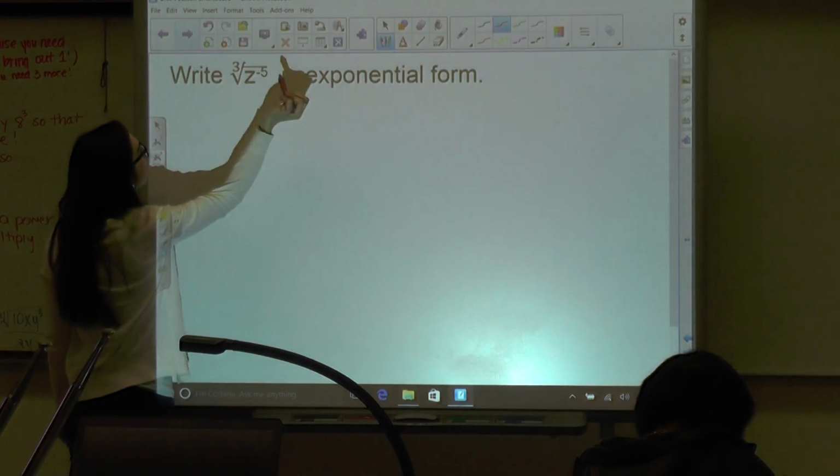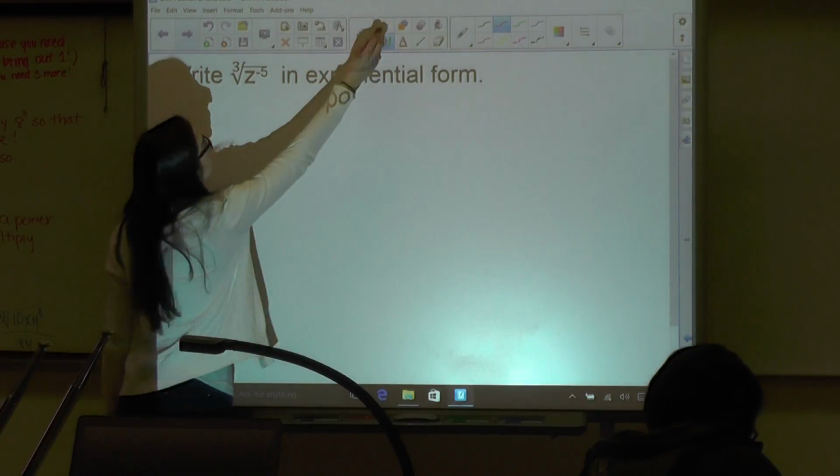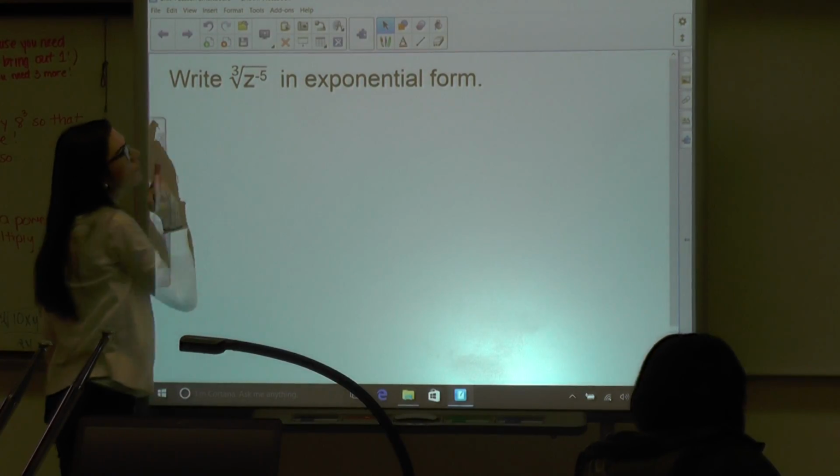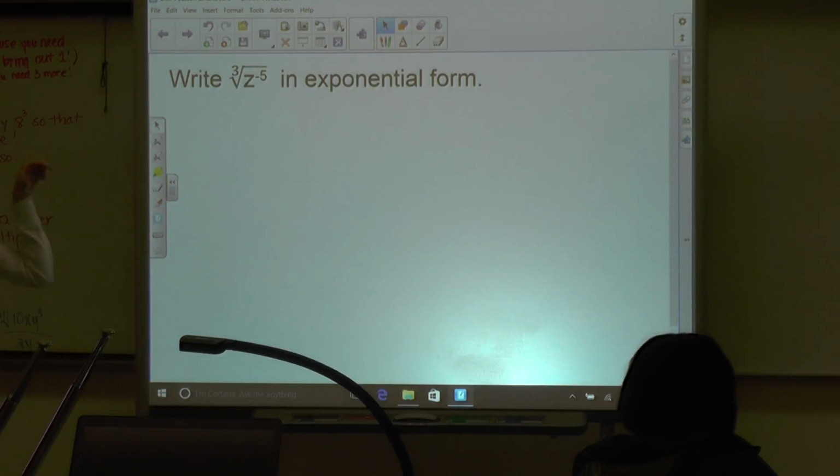Alright, so now I want to try this one. I'm going to start off with the harder one because then I want you guys to come back in and we're going to try this other one and see if you got it. Is that negative?